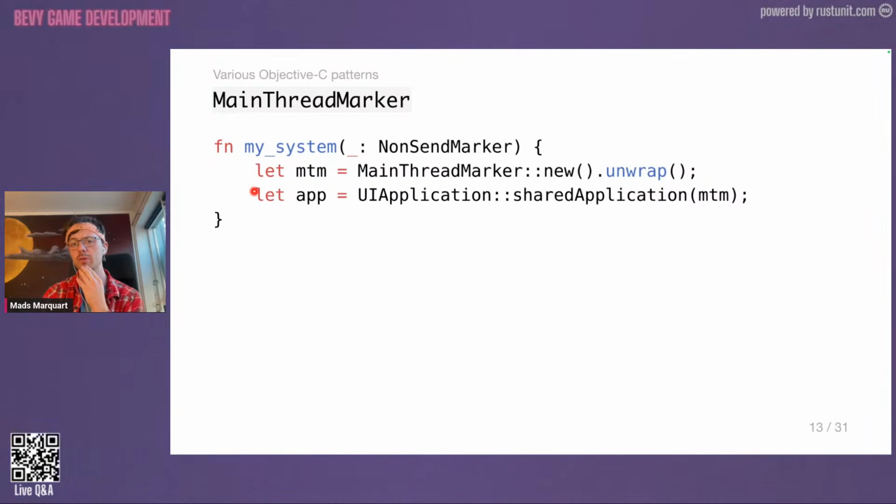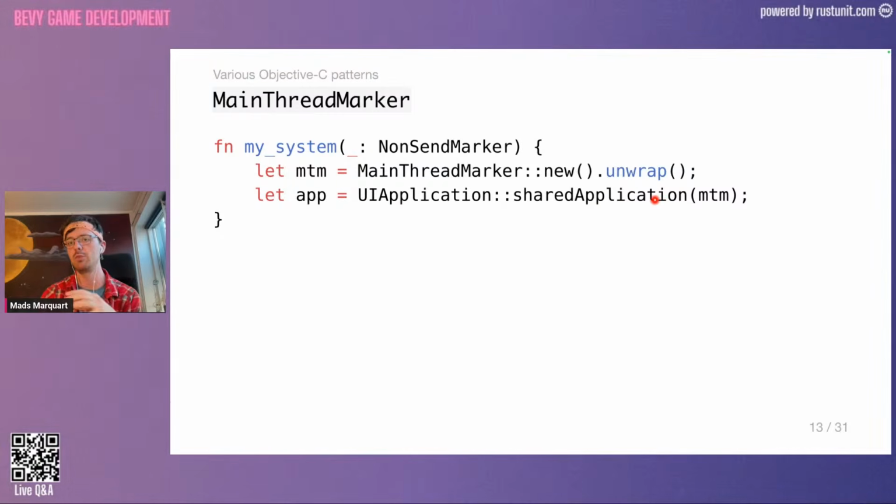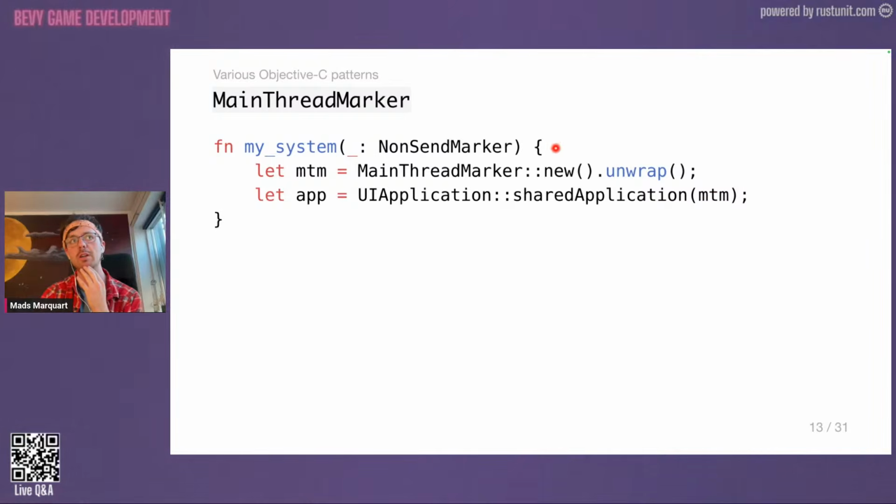And then to actually get the UIApplication in this case, which must be accessed on the main thread, we would use this marker type. And this unwrapping here is checking that we're actually on the main thread.